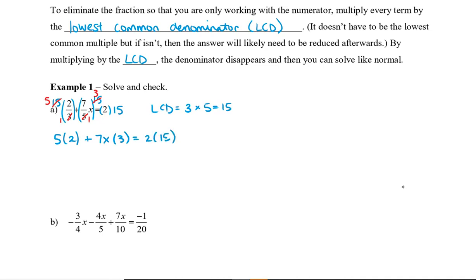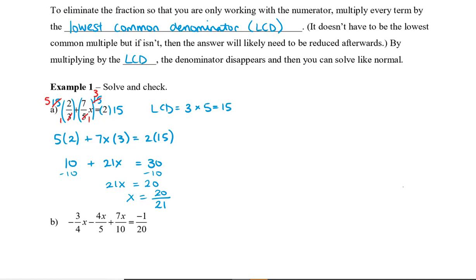Now you don't have to write this step here. You can actually jump to the next one. So 5 times 2 is 10 plus 21x equals 30. I just wrote that out so that you can see what numbers remain after you've multiplied by the LCD. So now we're going to solve like normal. We're going to subtract 10 from both sides. So you have 21x equals 20, and then x equals 20 divided by 21.